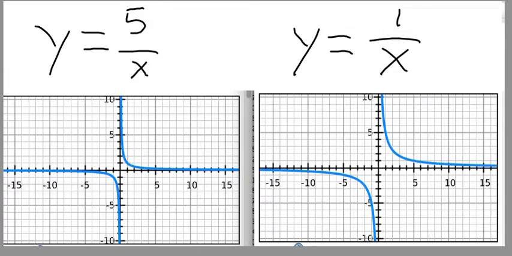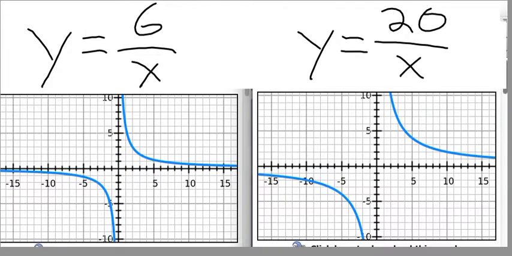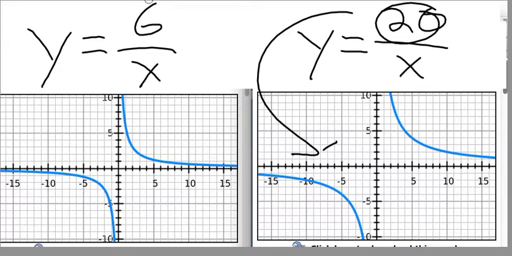All right, moving on. Hopefully you paused the video and said, look, the bigger the number, the more spread out the graph, and the smaller the number, the less spread out the graph. Basically the same thing as the last slide. Large numerator: more spread out, higher y values. Smaller numerator: less spread out, steeper looking, lower y values. Moving on.